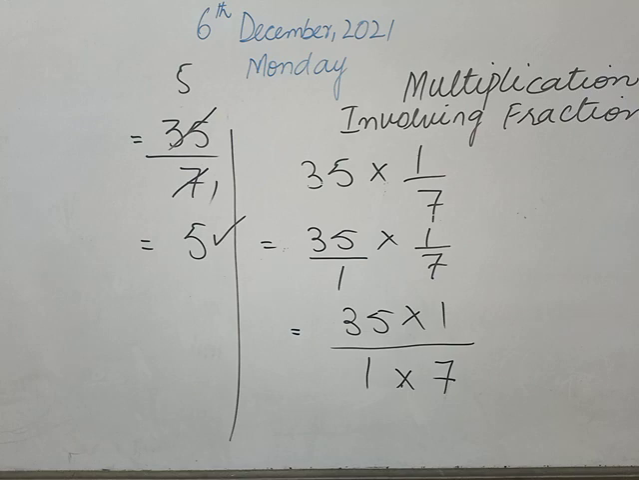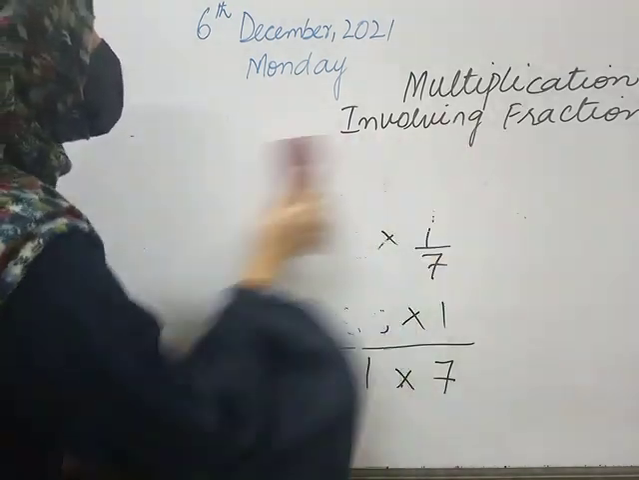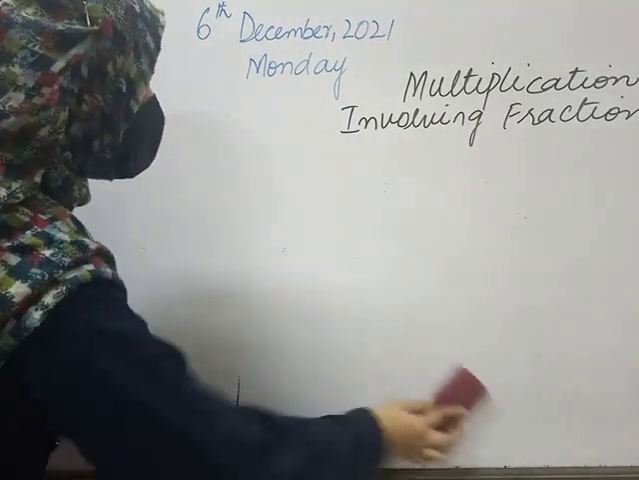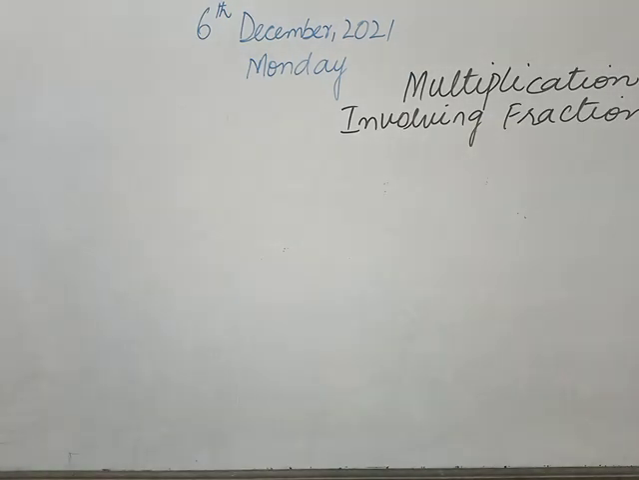So this is how we will multiply when we have a whole number at first position and a fraction at second position. Now let's look at the vice versa as well, when we have a fraction at first place and a whole number at the second place.